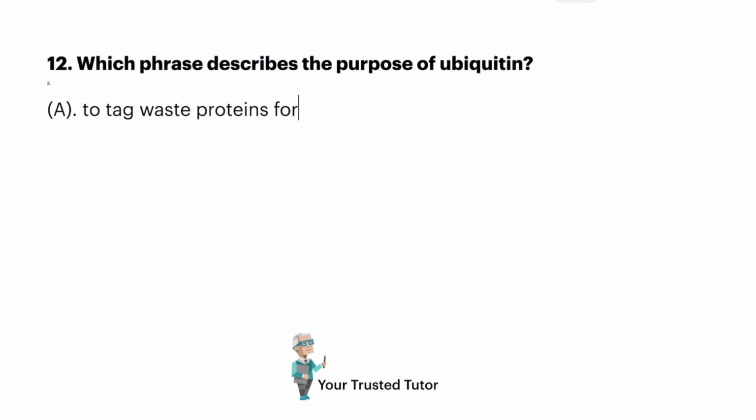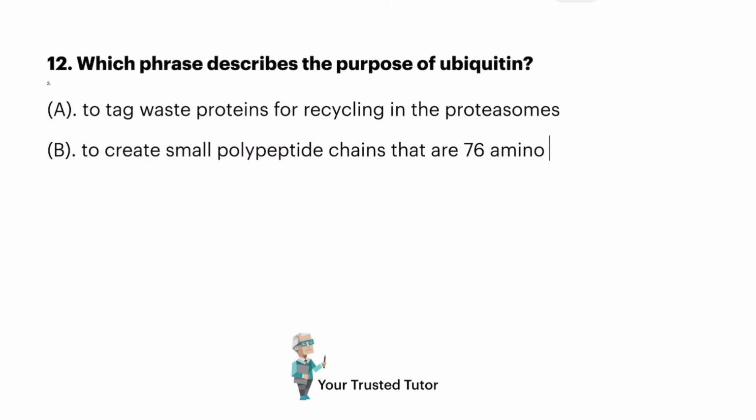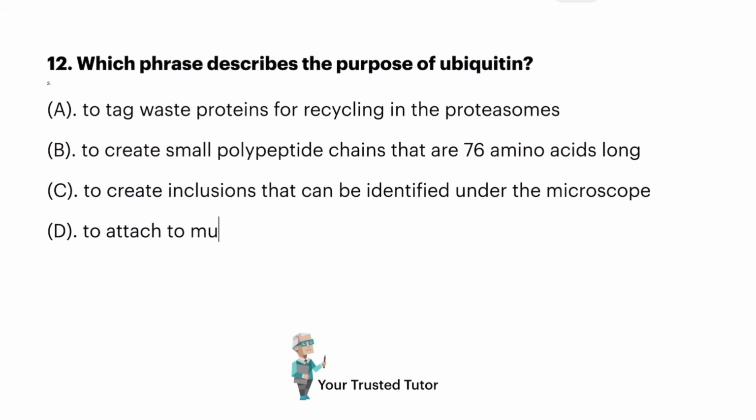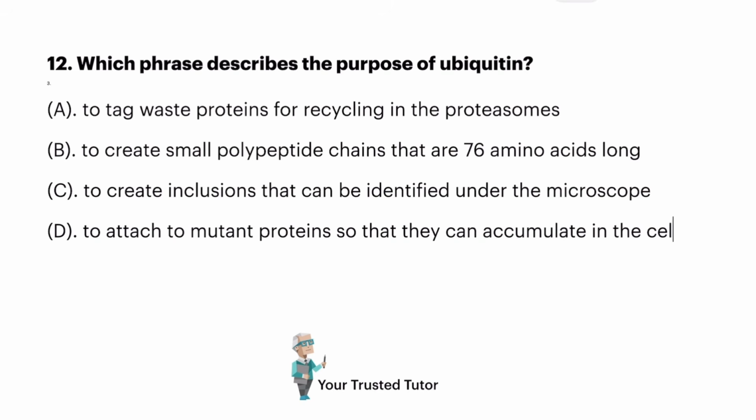Question 12. Which phrase describes the purpose of ubiquitin? A. To tag waste proteins for recycling in the proteasomes. B. To create small polypeptide chains that are 76 amino acids long. C. To create inclusions that can be identified under the microscope. D. To attach to mutant proteins so that they can accumulate in the cell.